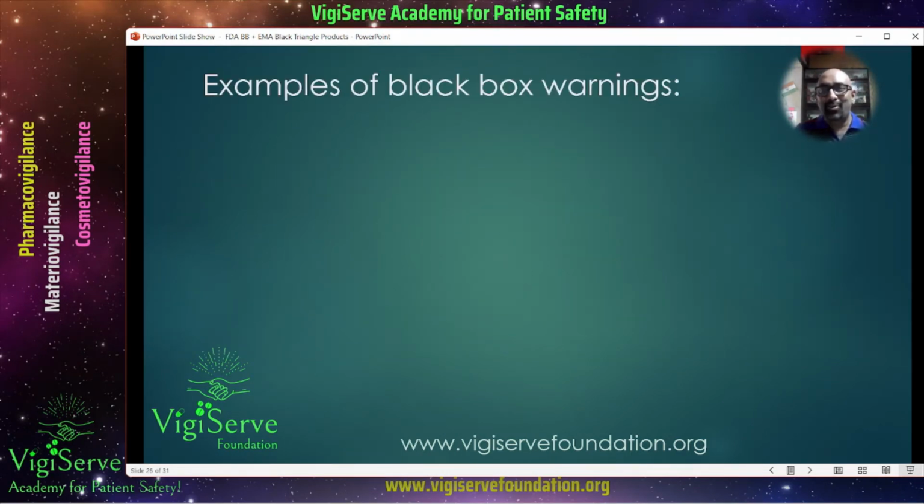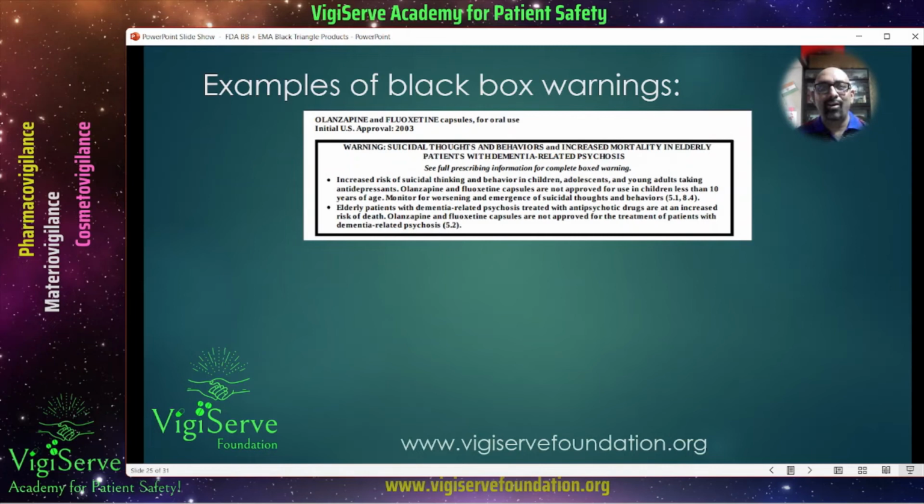Now, I'll show you quite a few examples of black box warnings. Let me start off with olanzapine and fluoxetine. Now, these medicines are used for depression and also for psychiatric illnesses. So in such situations, there can also be suicidal tendencies, especially due to this medicine. So when you open the product label, you can find this in the black box, and that too at the top itself, that this medicine can cause suicidal thoughts and behaviors and increased mortality in elderly patients with dementia-related psychosis.